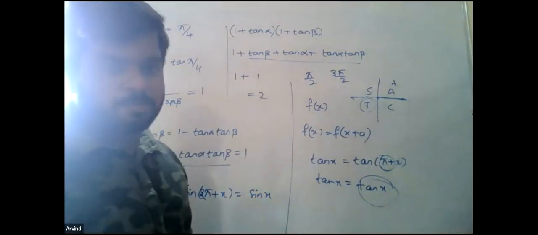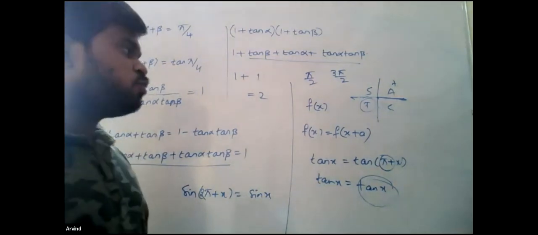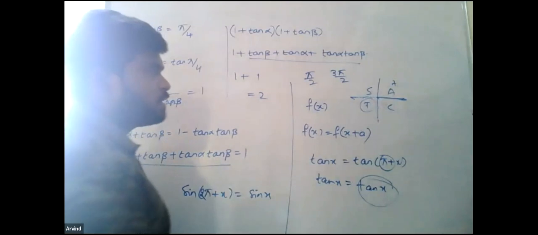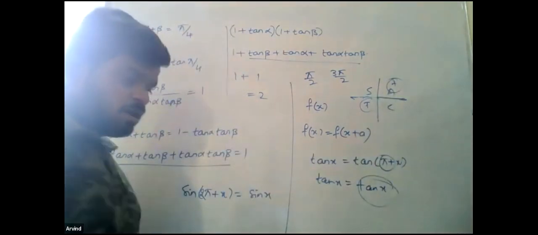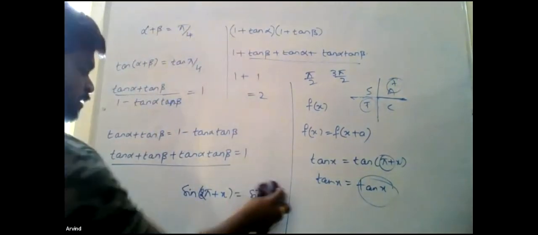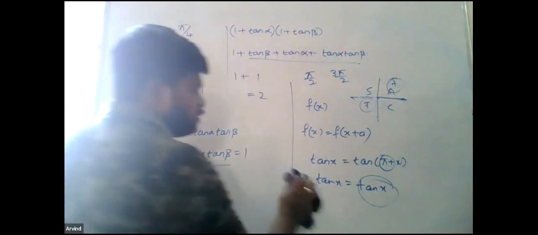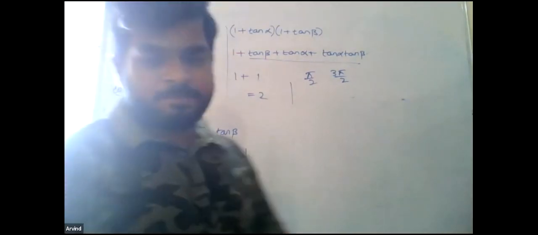What about cos? For cos also the period is 2 pi itself. Cos of 2 pi plus x, because in 2 pi plus x it is positive. Okay, sin has 2 pi, cos has 2 pi, for tan it is pi. Okay. So that's the answer. The period of tan x is pi.